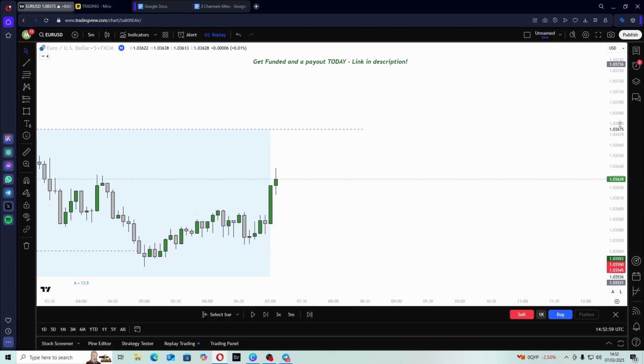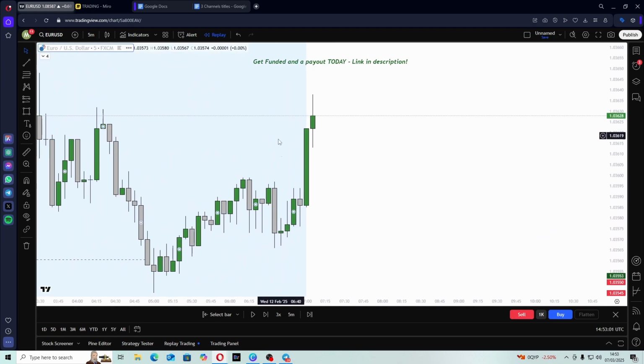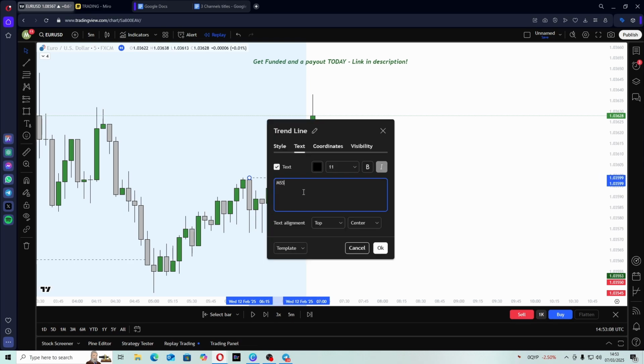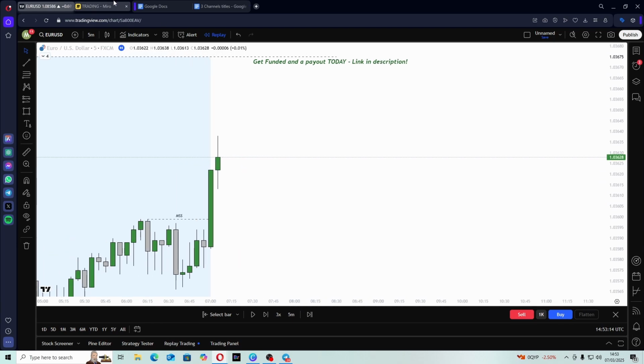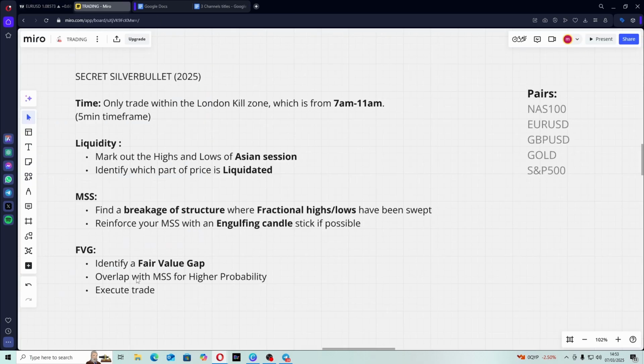We just got a very big engulfing candlestick right there. And once we actually got this engulfing candlestick, you can see just taking this out, this will be our market structure shift. And once we have this clear market structure shift, what we need to do from now on is so easy, right? All we've got to do is identify a fair value gap, and then we overlap this fair value gap with a market structure shift for a higher probability, and then we execute the trade.